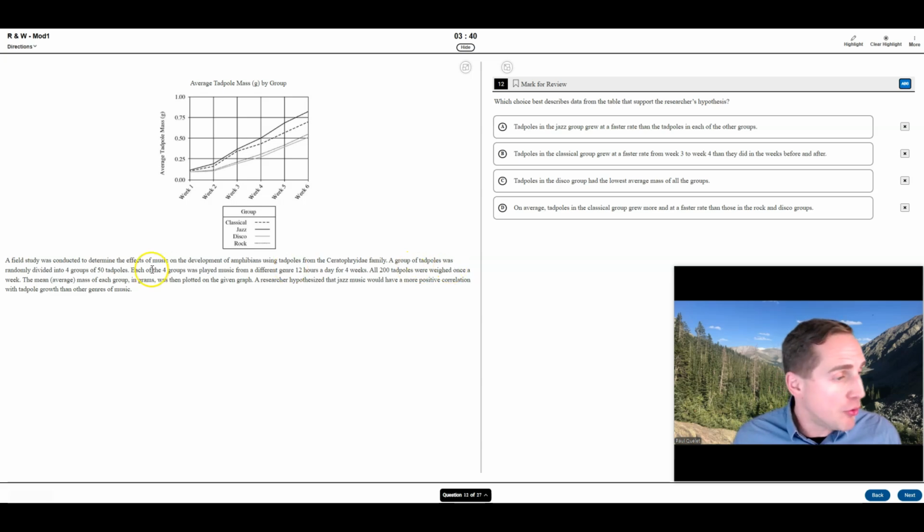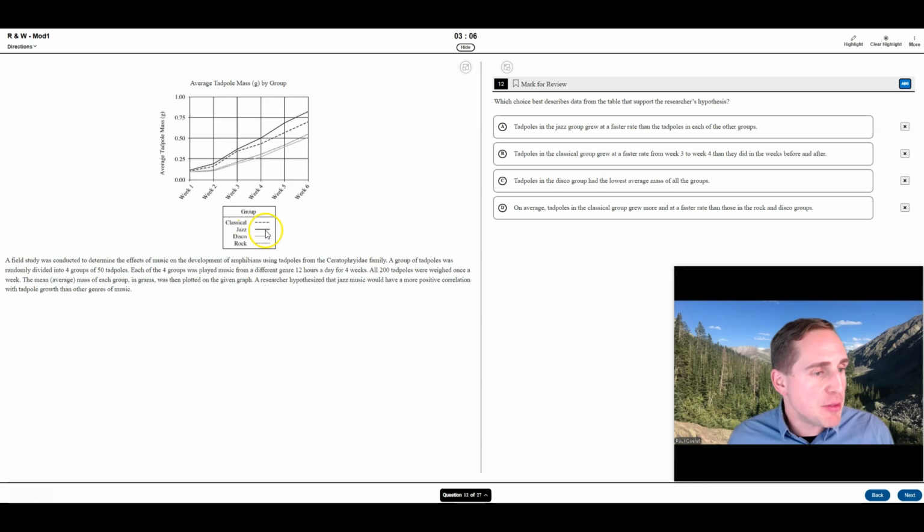A group of tadpoles was randomly divided into 4 groups of 50 tadpoles. Each of the 4 groups was played music from a different genre 12 hours a day for 4 weeks. All 200 tadpoles were weighed once a week. The mean, that is the average, mass of each group in grams was then plotted on the given graph. A researcher hypothesized that jazz music would have a more positive correlation with tadpole growth than other genres of music. So, which of these supports the researcher's hypothesis?